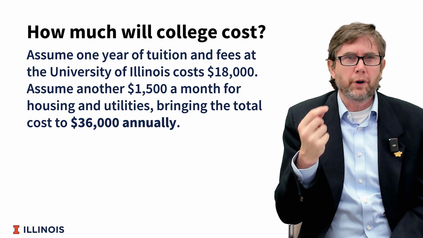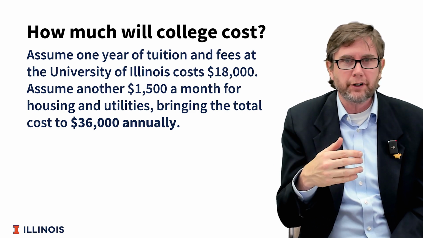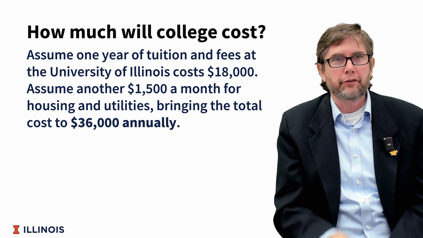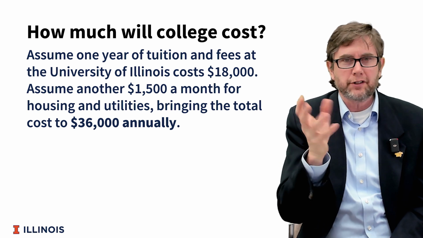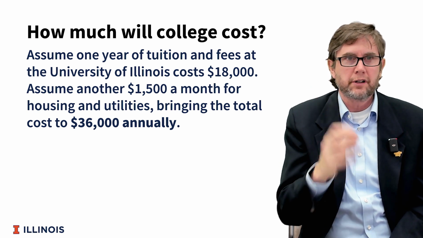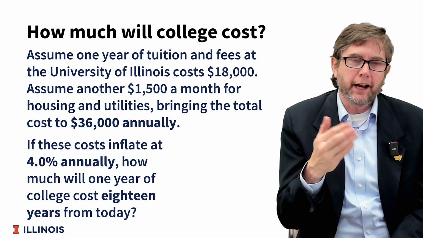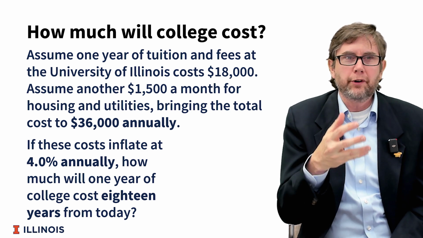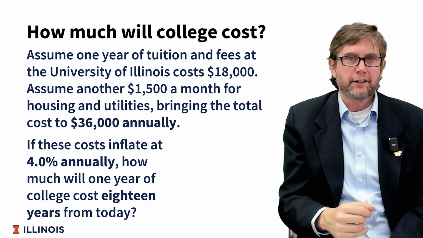So let's assume that 1 year of tuition and fees at U of I is $18,000, and in 2024, that's about what it is. Assume another $1,500 a month for housing and utilities, so your total annual cost is somewhere, give or take, $36,000. Now, like that Dr. Pepper, let's say that these costs inflate at 4% annually. How much will 1 year at Illinois cost 18 years from today, assuming we bring everything forward 18 years?